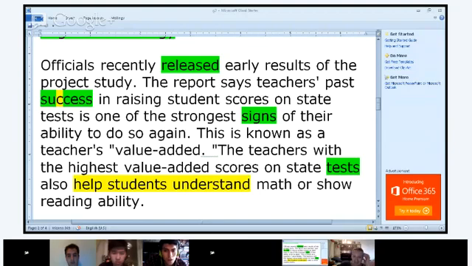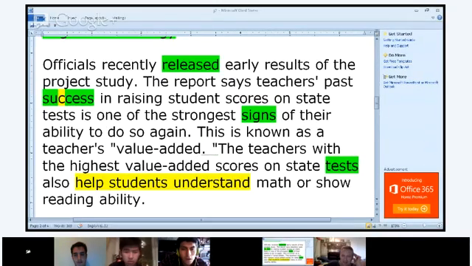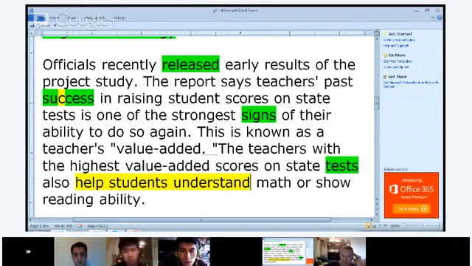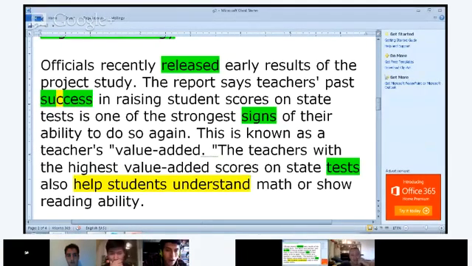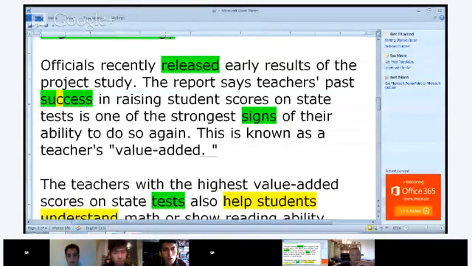Okay, Diego. The teacher with the highest value added. Okay, yes, but sorry, no. Thank you so much, but this is a second point. I'm looking for information in the first part here. I want to know, what does value added mean? What is it?